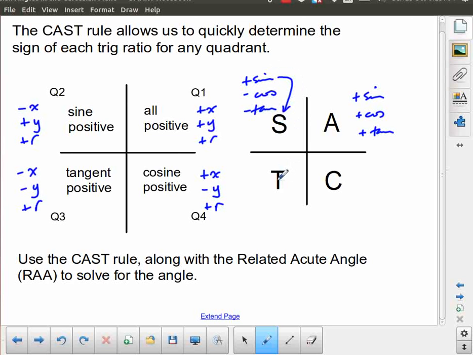So the T being here tells us that only tangent is positive. So we're going to have negative sine, negative cos, positive tangent. And the C here tells us that we're going to have negative sine, positive cos, and negative tan. So the cosine's positive. So that's what the cast rule tells us. We can use the cast rule along with the related acute angle to solve for the angle in our trigonometric ratios or equations. So let's take a look at that and see what that's going to look like.